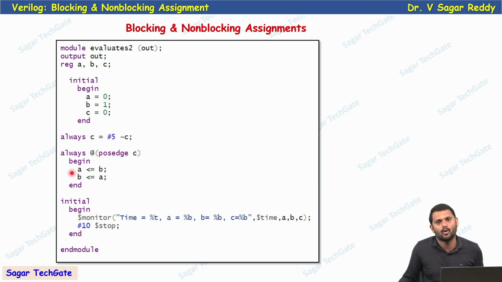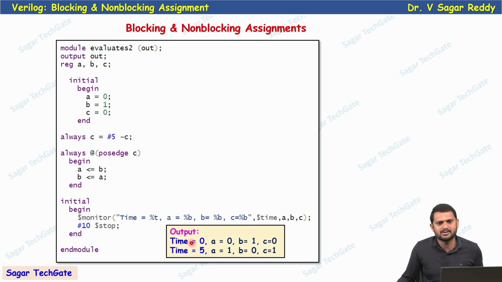Now it is also in hold mode. Assume that. So now initial, begin. Then $monitor. Monitor means if the A, B, C value changes, then it will execute in that current simulation time, current time step, sorry. Now at time equal to 0, A equal to 0, B equal to 1, C equal to 0.